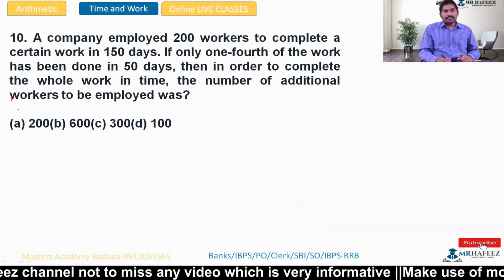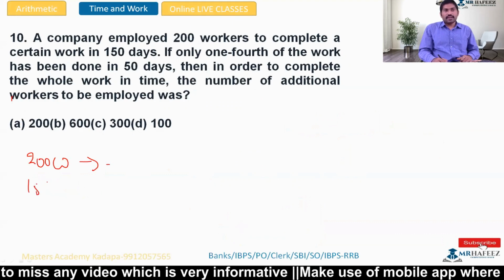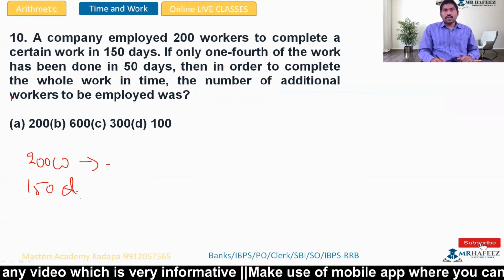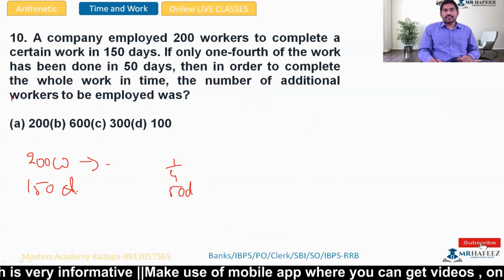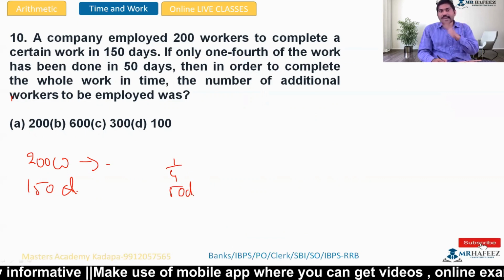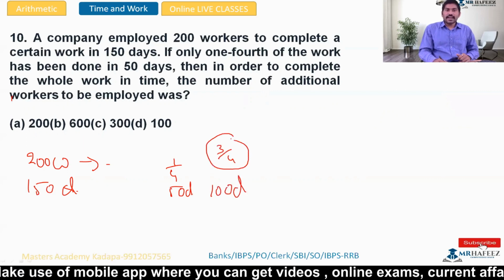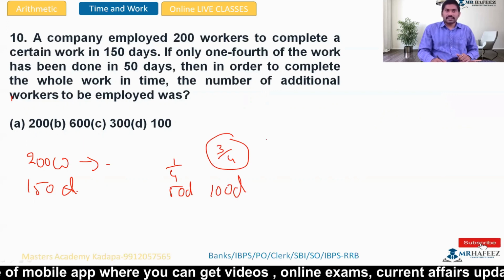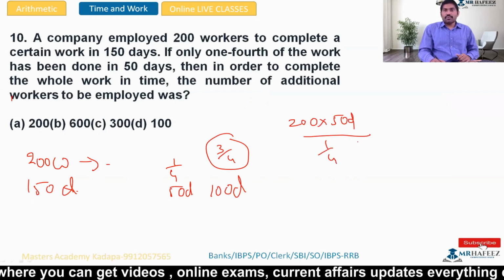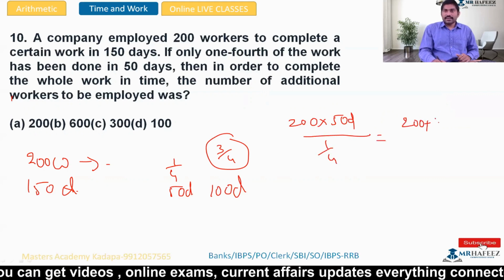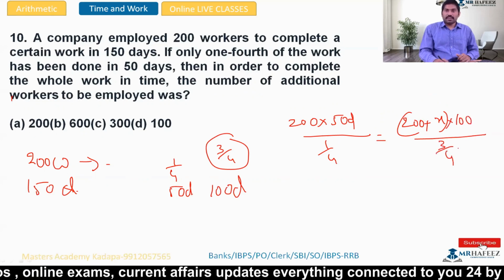A company employed 200 workers to complete a certain work in 150 days. 1/4 of the work has been completed in 50 days. Then in order to complete the work in time, the remaining 100 days are there. In that 100 days, 3/4 of the work has to be finished. Number of additional workers: 200 workers into 50 days divided by 1/4 equals 200 plus x, the extra, into 100 divided by 3 by 4th part of work.